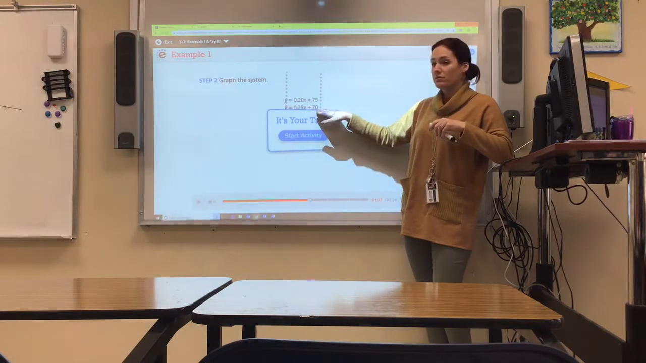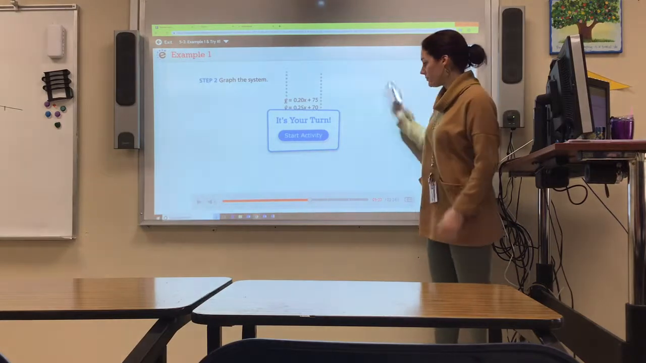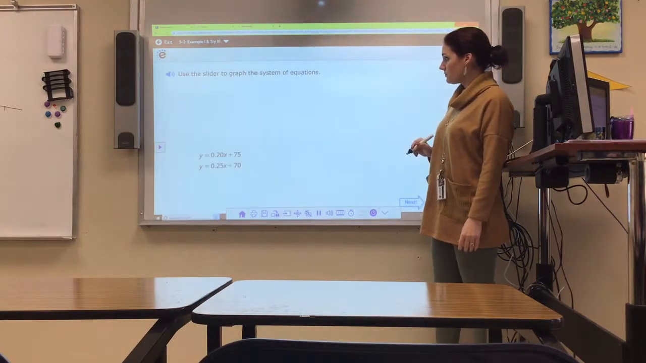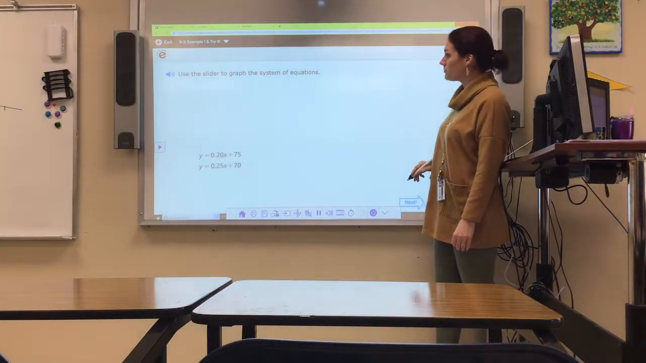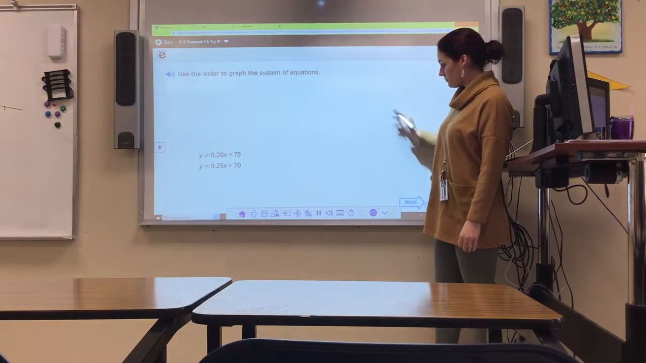What about the second one? You'd start at 70, you'd convert 0.25 into a fraction, and that would equal 1/4. So up 1 over 4. Up 1 over 4. Very good. Use the slider to graph. Next.